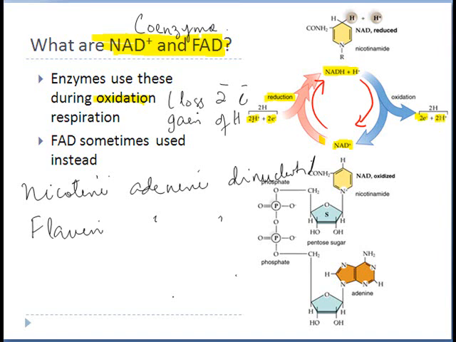So oxidation would be loss of electrons, or it would be the release of the hydrogen ion. I should actually write down. This is, if you're looking at oxidation only, it's going to release the hydrogen ion. It's always going to be followed by one.